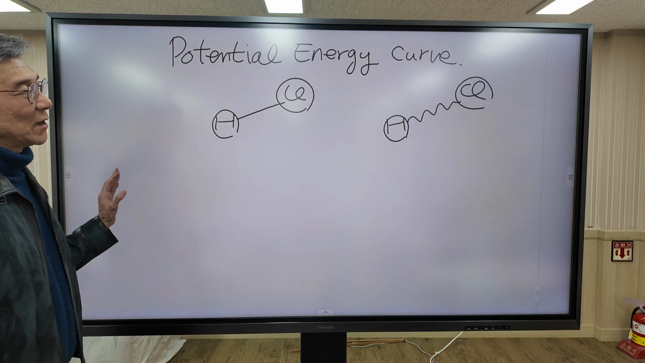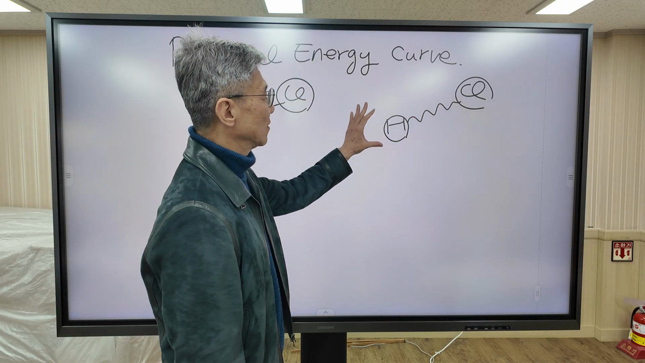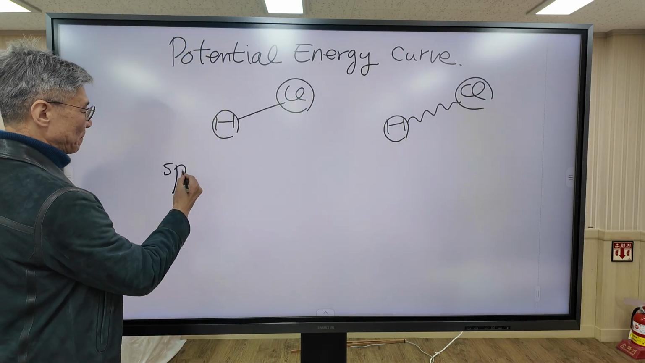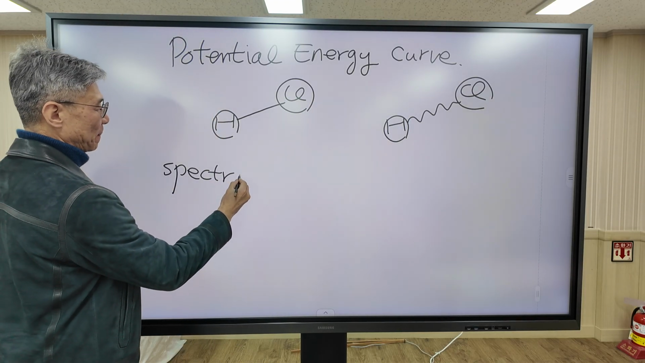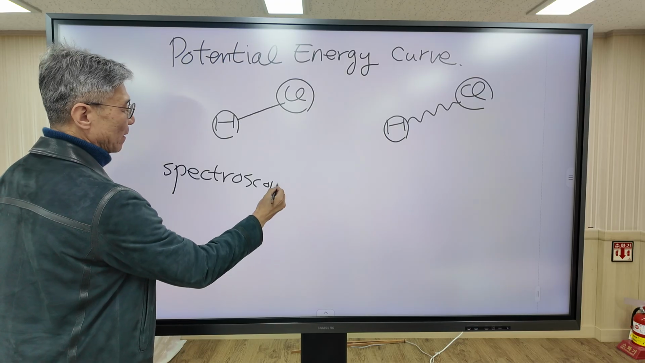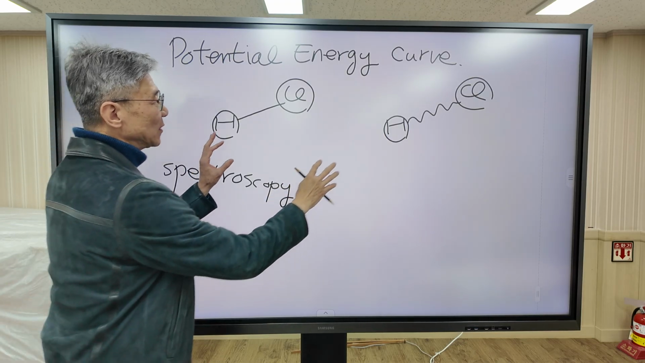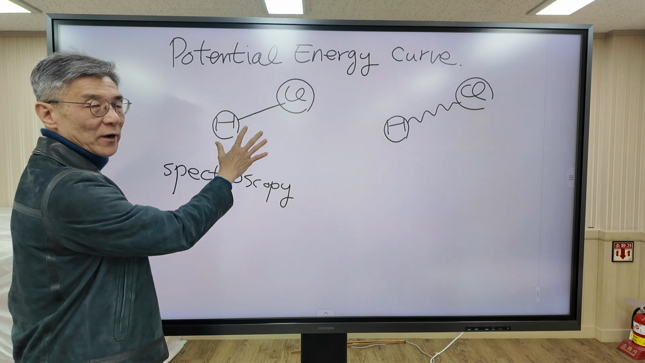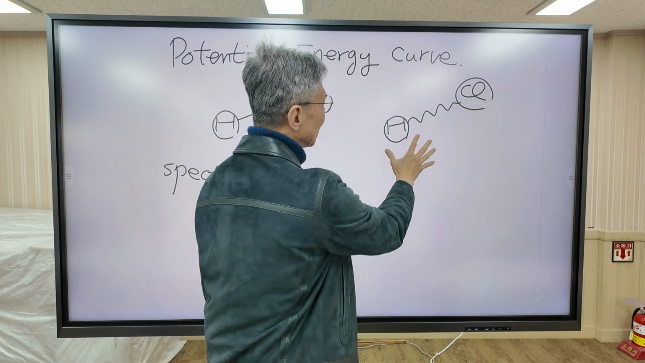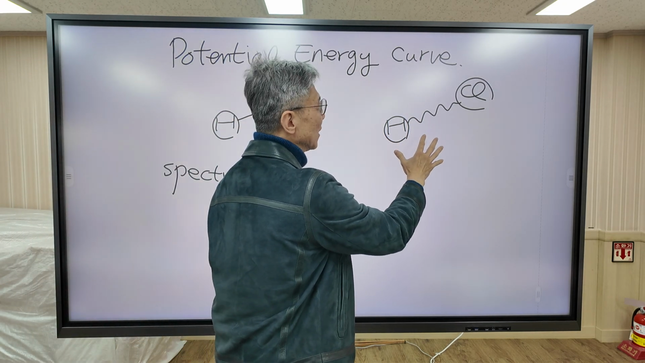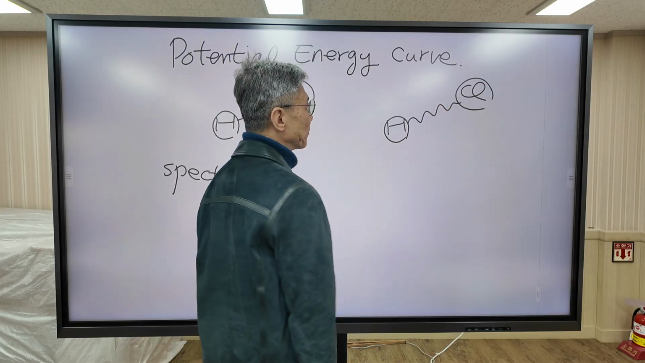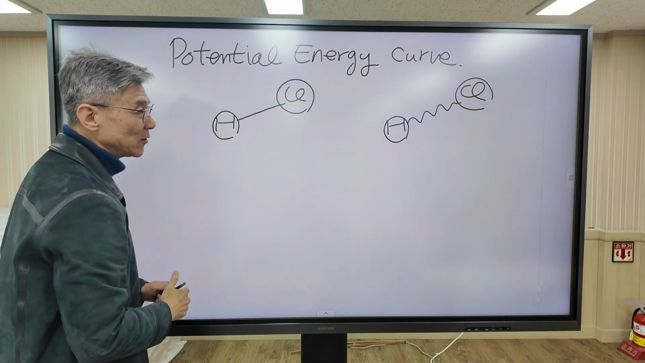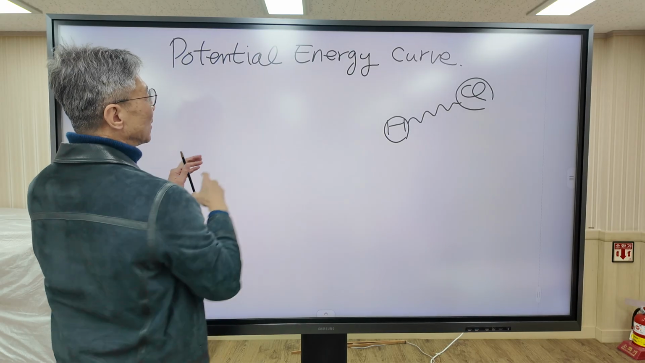And how do you prove that the molecule behaves like a spring? It is by spectroscopy. What's the difference between two models? In this model, the molecule cannot vibrate, but in this model, the molecule can vibrate because it is connected by a spring. So for spectroscopy, you are going to irradiate the molecule by light.